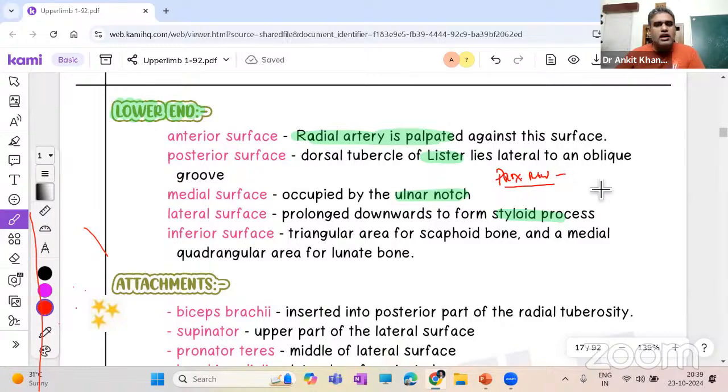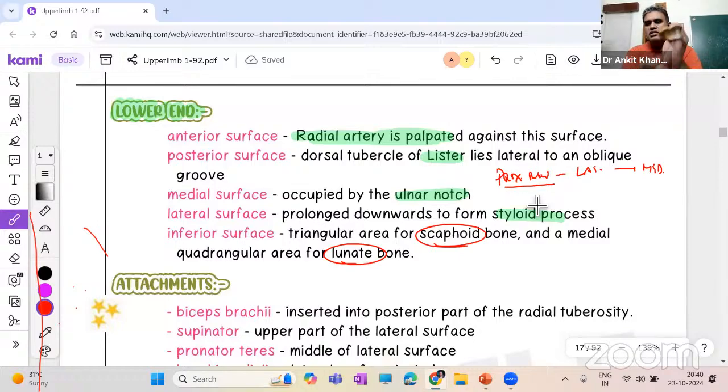The proximal row carpals from lateral to medial, we have 2 main carpals. One is the scaphoid and one is the lunate. So over here, on the inferior surface, laterally we have the scaphoid attached, and medial to it, we have the lunate bone.